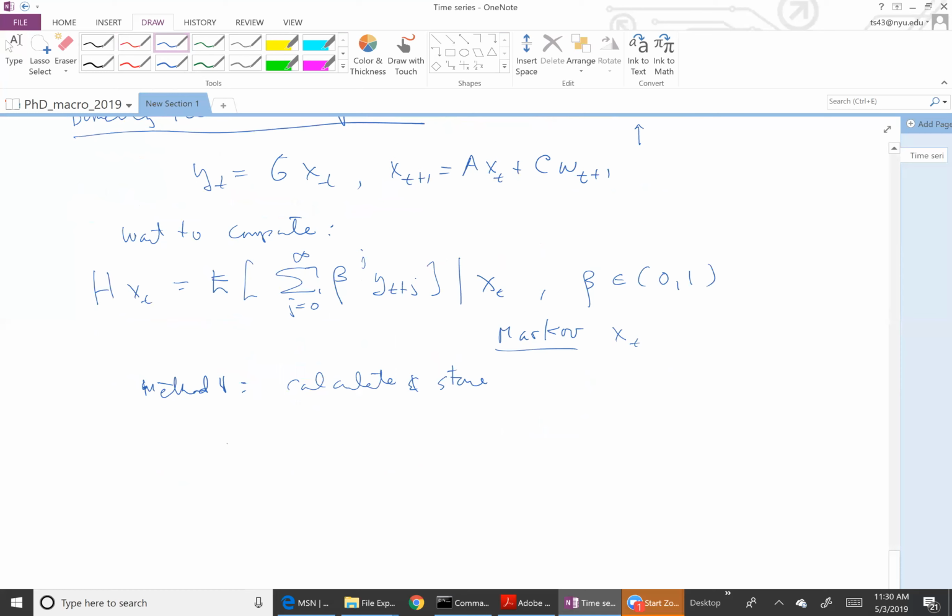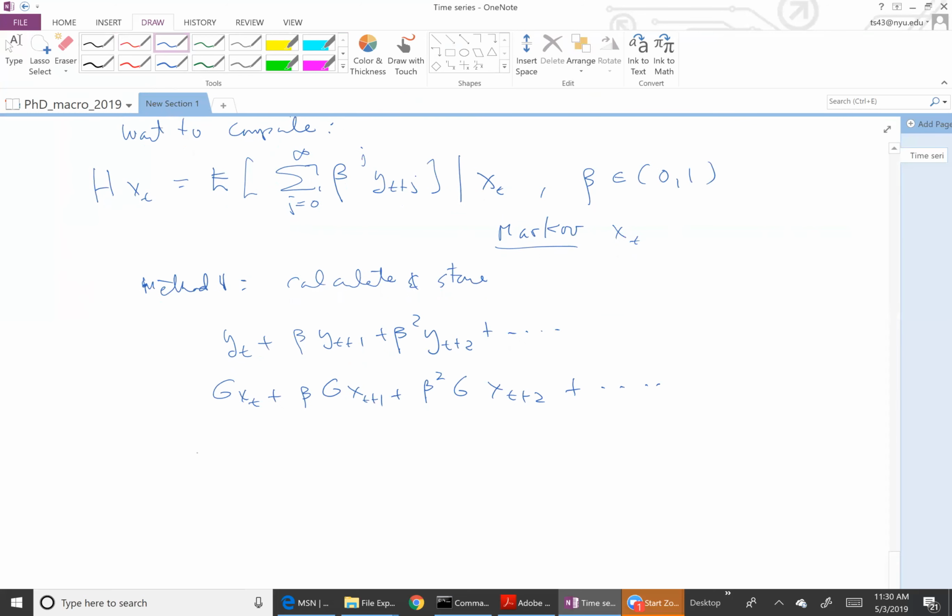So here's what we do. I'm going to write out the sum. Let's go. y_t plus beta y_{t+1} plus beta squared y_{t+2} plus blah, blah, blah, forever. But this is equal to G x_t plus beta G x_{t+1} plus beta squared G x_{t+2}, blah, blah, blah. So this is equal to G times x_t plus beta x_{t+1} plus beta squared x_{t+2} plus and so on. And this is the thing I want to compute. Call this thing z_t.